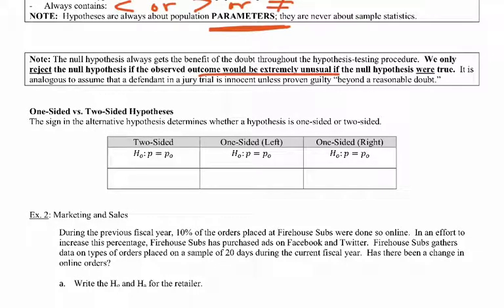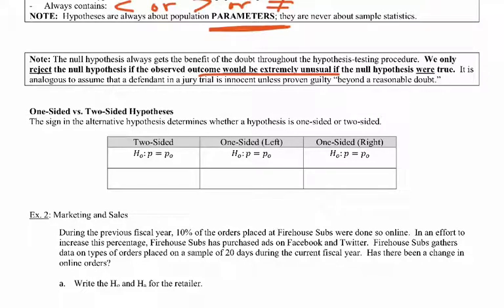In other words, think about our coin example. It would be extremely unlikely to get 20 tails in 20 spins if it was truly a fair coin. That gave us evidence to reject that null hypothesis. It is analogous to assuming that a defendant in a jury trial is innocent unless proven guilty beyond a reasonable doubt. Okay? So, what do we mean by a hypothesis, or how can we write out a hypothesis?